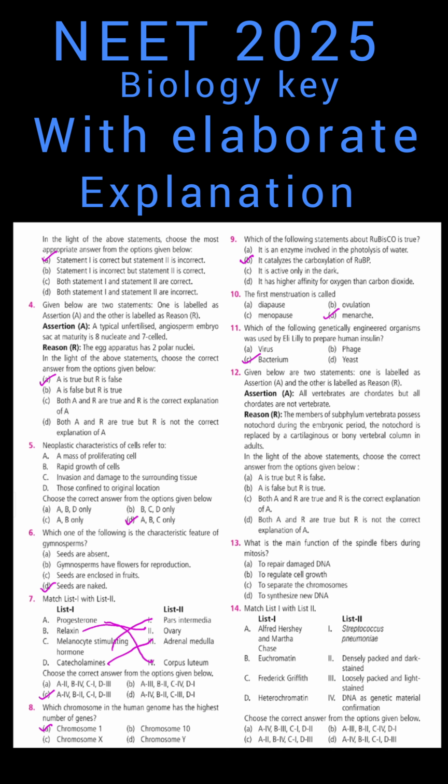Next, given below are two statements. One is labeled assertion and the other one is the reason. Assertion: All vertebrates are chordates, but all chordates are not vertebrates. Reason: The members of subphylum Vertebrata possess notochord during the embryonic period. The notochord is replaced by a cartilaginous or bony vertebral column in adults. So here we can say that the option C, that is both A and R are true.